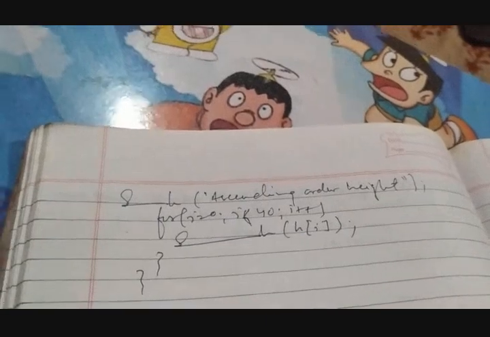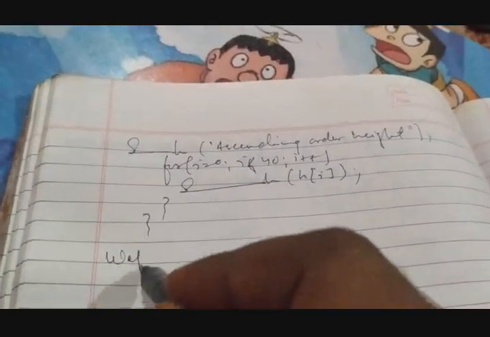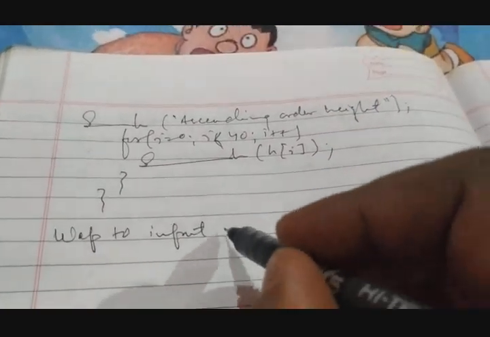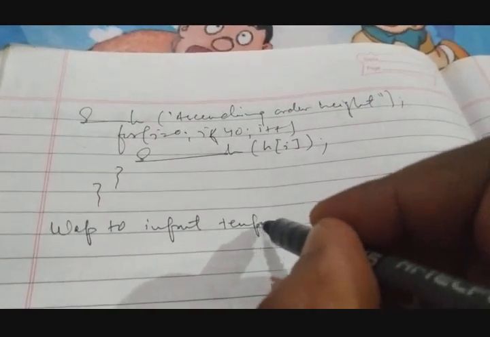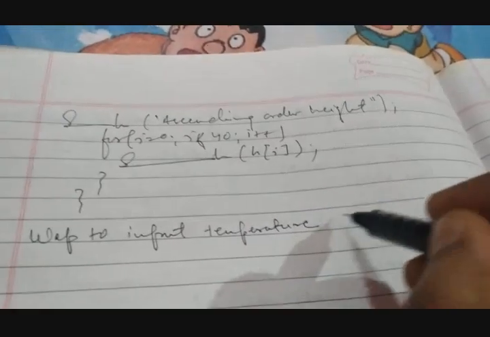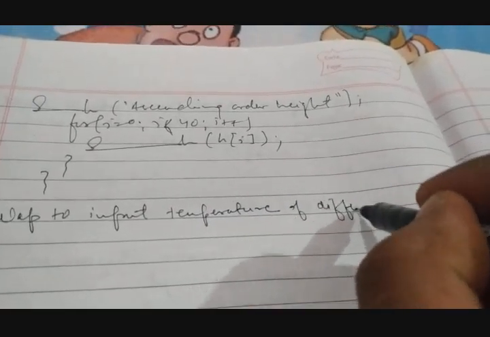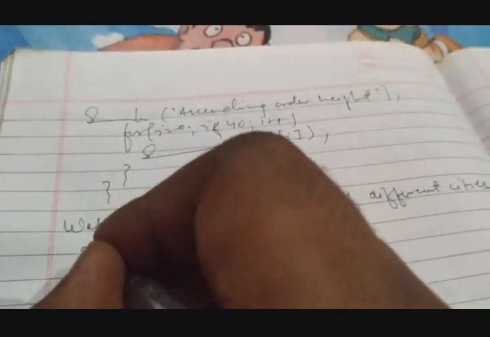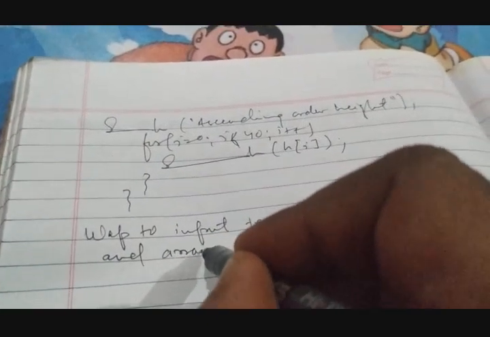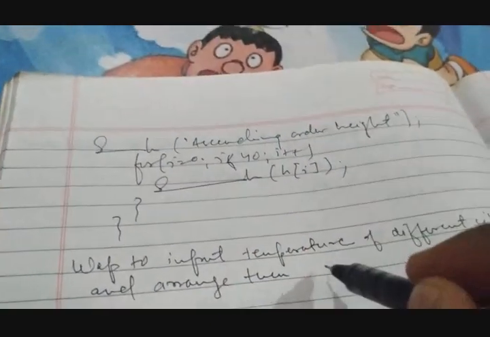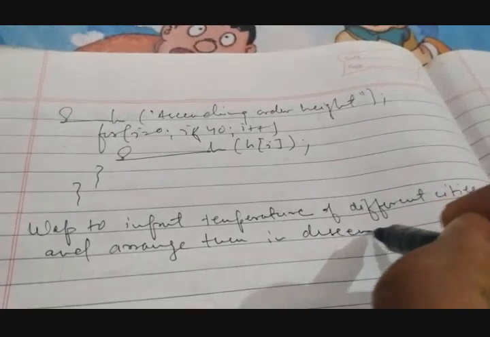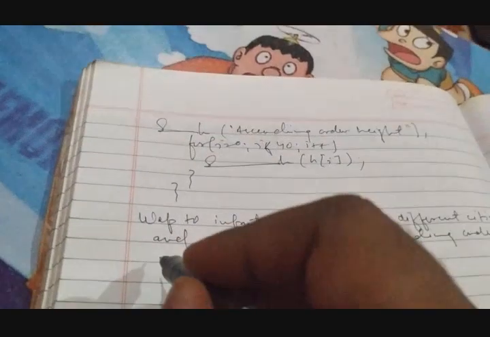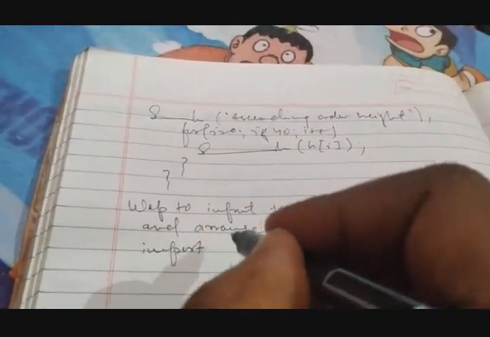Is it? Now write a program to input temperature of different cities and arrange them in descending order. So import, we are going to use a bubble sort now.